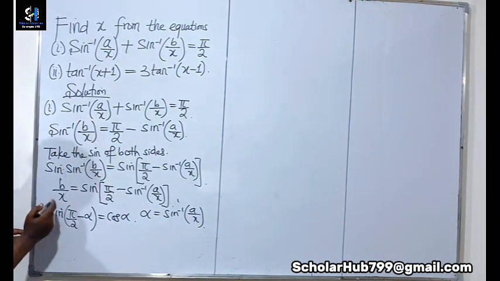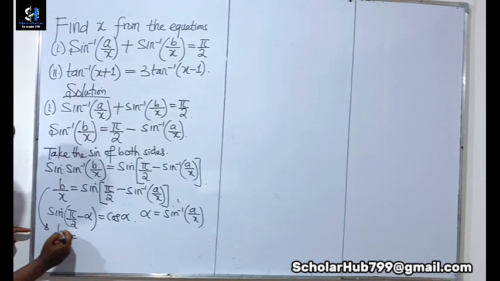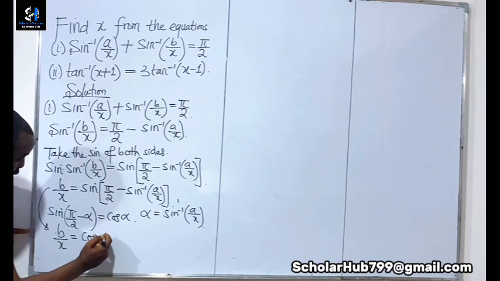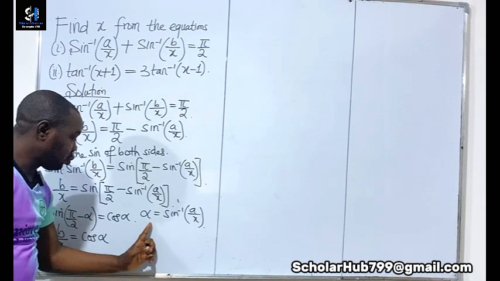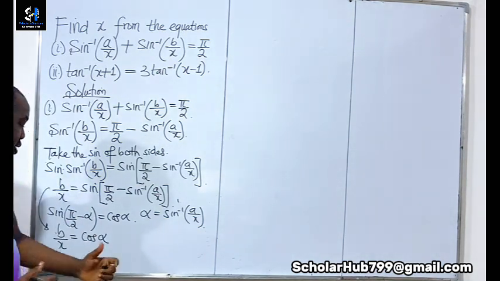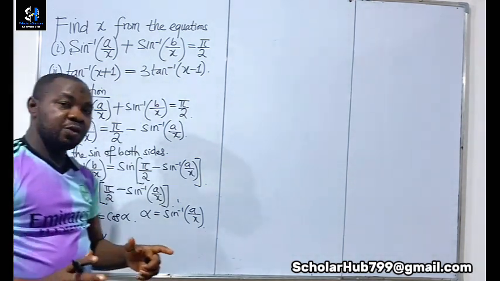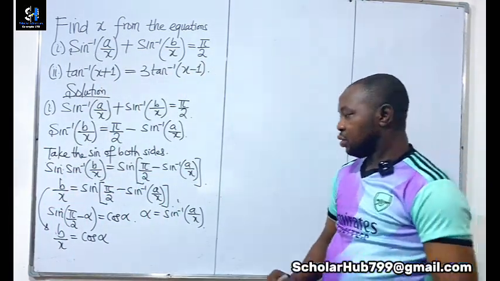So this now becomes b over x equals cos alpha, where we put alpha equal to inverse sine of a over x. Of course, let's not forget that our goal is to find x, so we are not done.